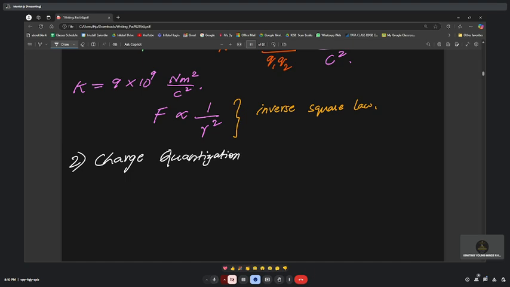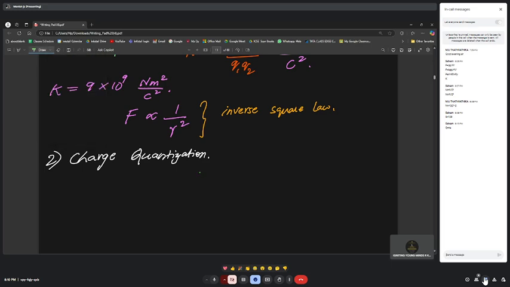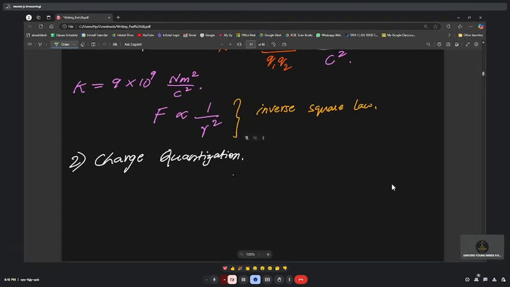Charge quantization. What is meant by charge quantization or quantization of charge? Electric charges can be transferred in small denominations, or minimum denominations, of integral multiples of electrons. That is what is meant by charge quantization. You can quantify charges in terms of minimum denominations such as integral multiples of electrons.